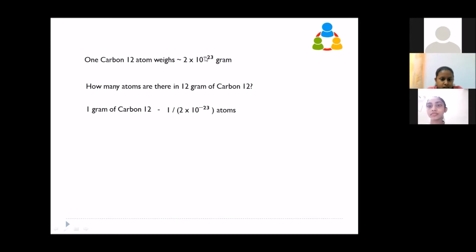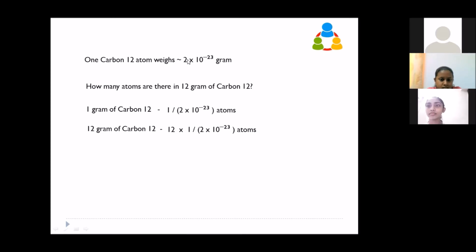Here you want to see 1 gram, the unit value of the gram, so that will go to the denominator. That is the fundamental principle. So 1 gram is this much. So how much is 12 grams? 12 grams is this into 12: 1 by 2 into 10 raised to 23, into 12. Or the other method that Avinash said is also very good.